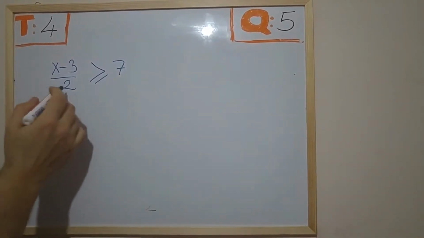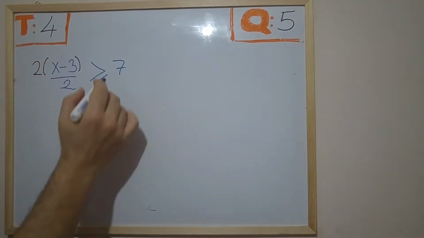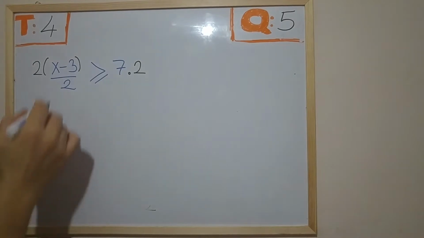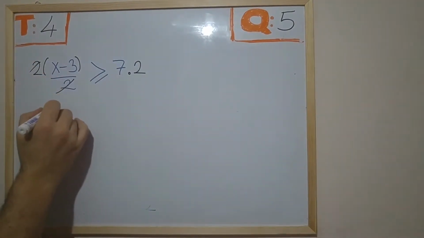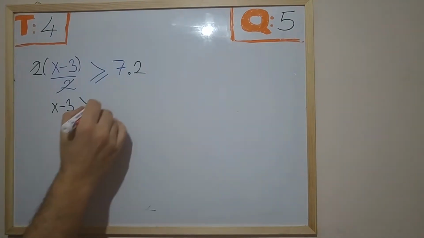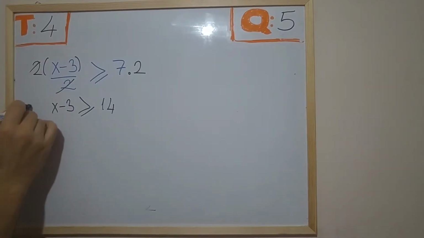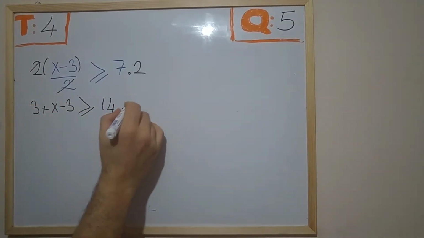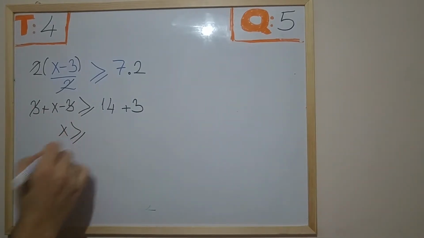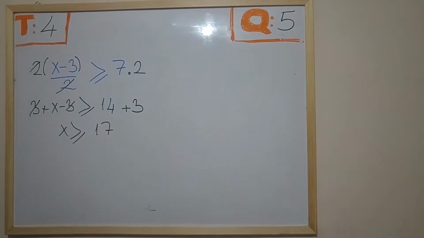We need to get rid of this 2 in the first step, so we multiply each side by 2, which will give us x minus 3 is greater than or equal to 7 times 2, 14. Now we need to get rid of this minus 3 so that we add 3 to each side, so that we're left with x is greater than or equal to 14 plus 3, 17.